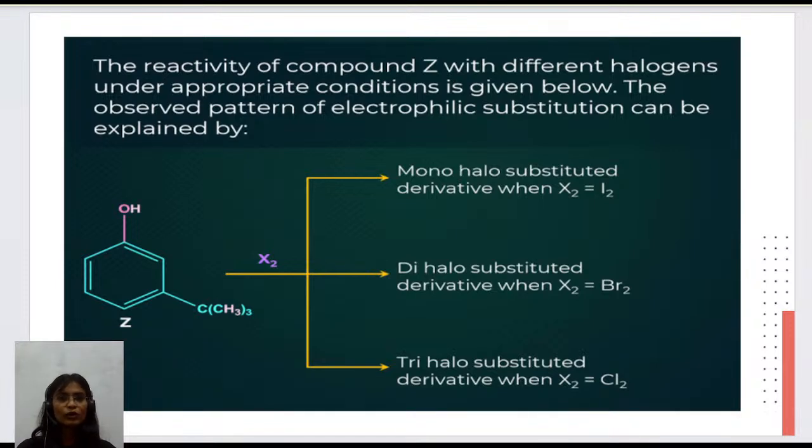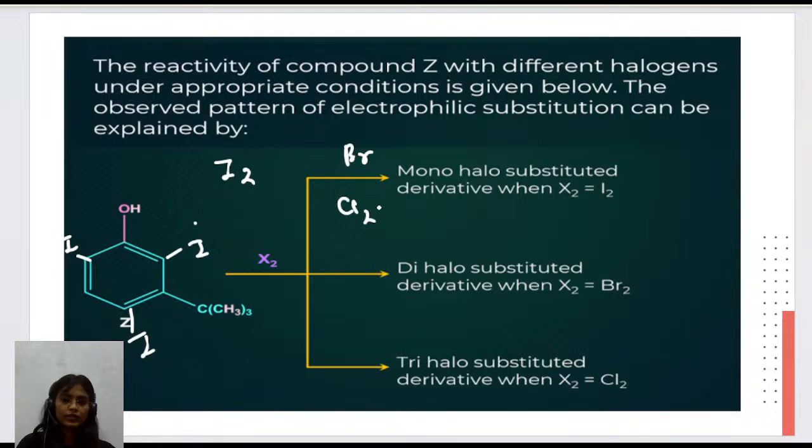So what does the question want to say? You are given a structure, and in this structure, first of all I'm using X as iodine. So you have to decide that iodine is going to combine at all three positions like this. First point. The second one is, if you're using bromine, the same: all three positions occupied with bromine. And the third one is chlorine.